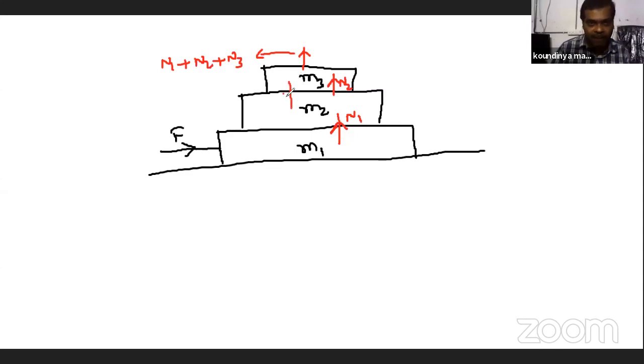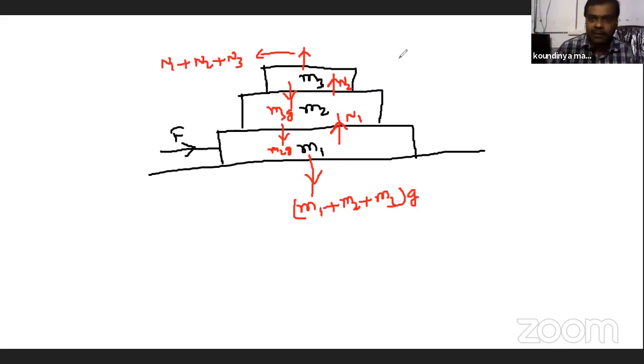Similarly, the weight of M3 will act on the second object and the weight of the second object will act on M1. So along with the weight of the first object, we'll have the remaining two objects, that is M1 plus M2 plus M3 into G. Right? Is it right?